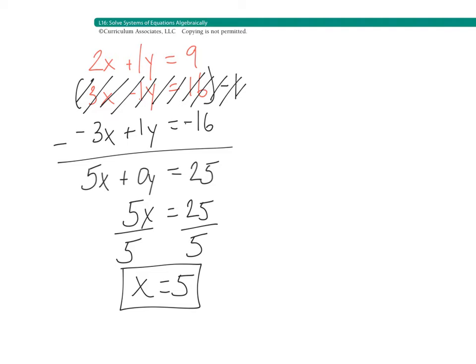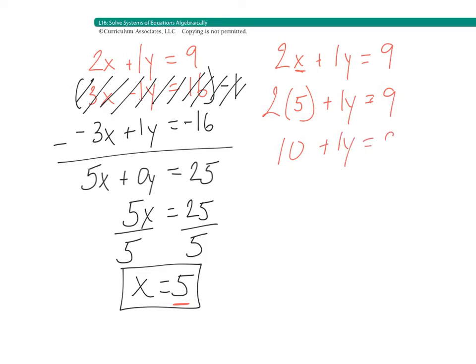Pick either equation. I can't really read the second one that great anymore, so I'll just use the first one, but I don't think either one of them was that much better than the other. So 2x plus 1y equals 9. Everywhere I see an x now, I can replace it with the number 5. So this is 2 times 5 plus 1y equals 9. That's 10 plus 1y equals 9. Leave y where it is.